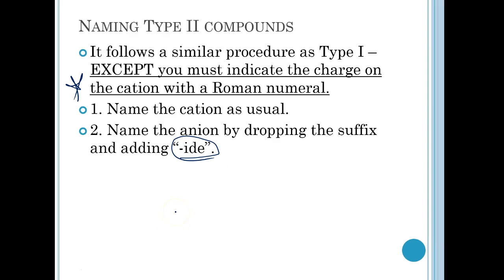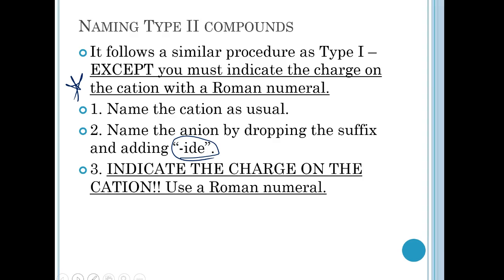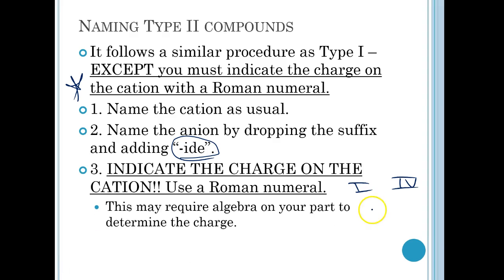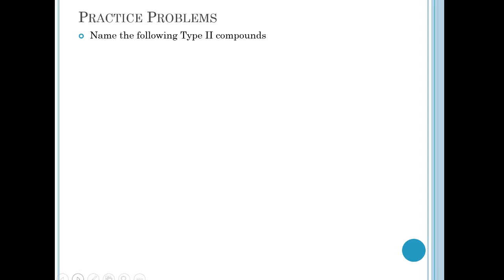Okay, so that's still the same as before, but then you're going to have to do some algebra to figure out the charge on the cation and use the Roman numeral. You can just do 1 like that, or 4 like that. Whatever, you don't even have to do that, but you might have to do algebra. Okay, so we're going to practice these, and I'm going to walk you through them.